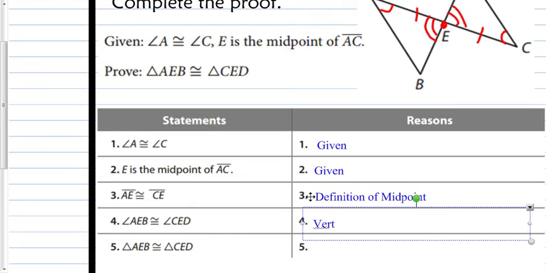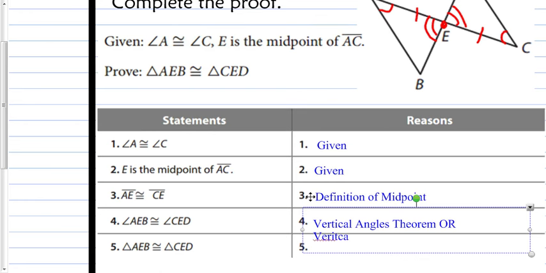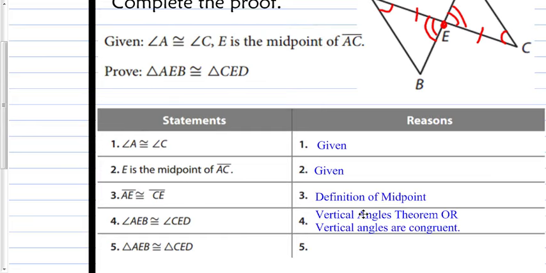So we could say the vertical angles theorem, or you could write that vertical angles are congruent. Either of those options I would be okay with. They mean the same thing. The vertical angles theorem says that vertical angles are congruent. So you could write either of those.